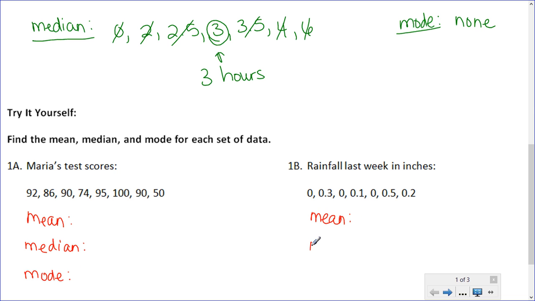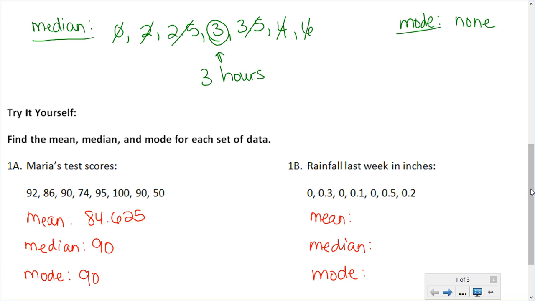Okay, so for the first one, Maria's test scores, you should have gotten a mean of 84.625. You should have gotten a median of 90, and then a mode of also 90.